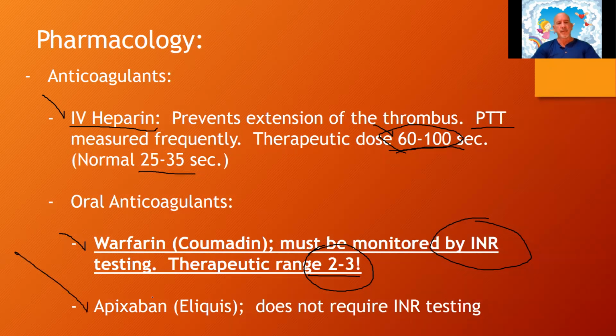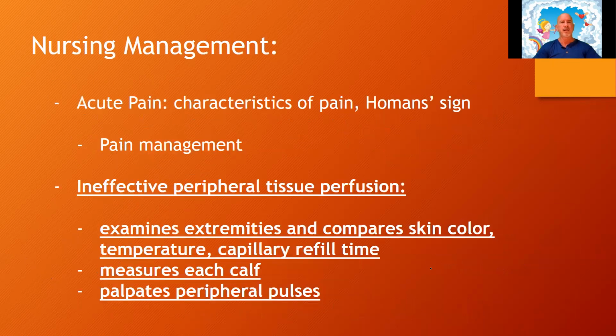And of course, going back to Eliquis, it does not require the INR, which is nice. Okie dokie. What else do we have? Nursing management. With DVTs and any type of arterial or venous blockage in the periphery, you're going to deal with pain management. You'll probably be using a lot of analgesics, oxycodone, hydrocodone, the opioids. Hopefully you can manage it with just Tylenol or ibuprofen, but if it gets really serious, they'll bring in the opioids.